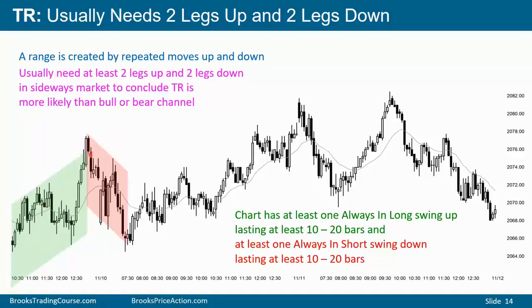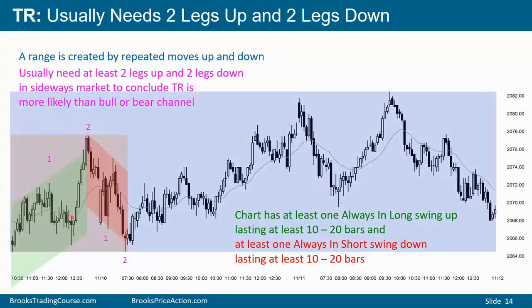Once you see 2 legs up and 2 legs down, it could be in either order. It could be 2 legs down and then 2 legs up. You have to assume that the market is more likely in a trading range than in a bull or bear channel. 2 legs up, 2 legs down. You have to conclude that we're now in a trading range and we're probably going to go sideways for an indefinite number of bars, 10 or 20 bars, maybe more.